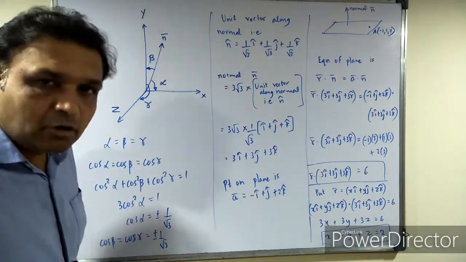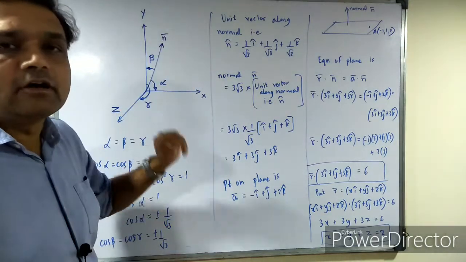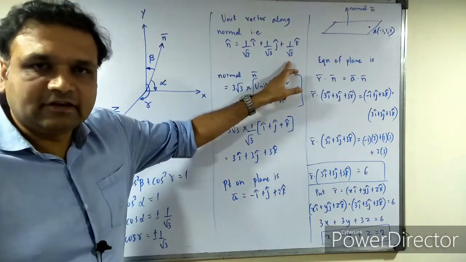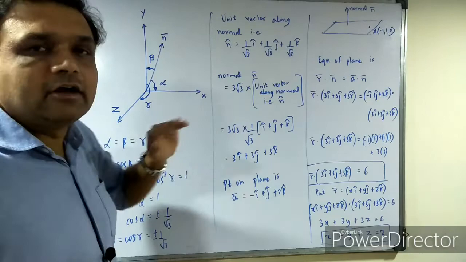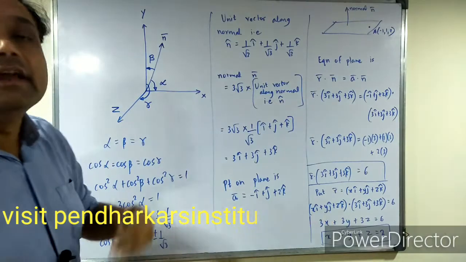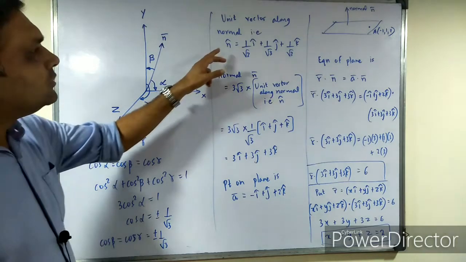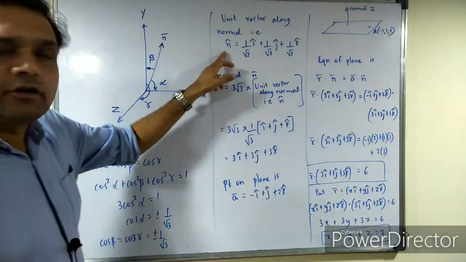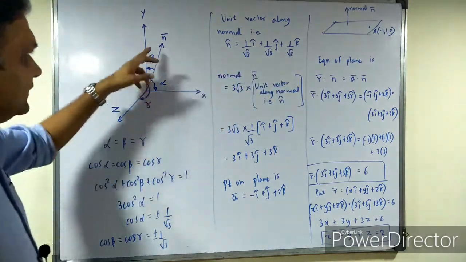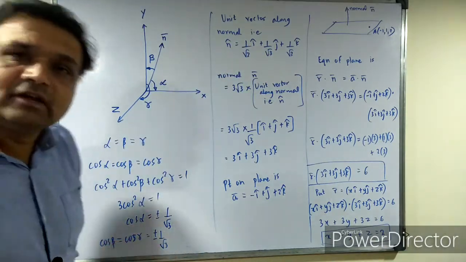Now, please understand this property. If I know the direction cosines of a line, then a unit vector along that line will have i, j, k coefficients as the direction cosines of that line. I will repeat, a unit vector along any direction will have i, j, k coefficients equal to the direction cosines of a line along that direction. So what will be a unit vector along the normal? The unit vector along the normal will have the direction cosines as the i, j, k coefficients. So n cap will be 1 by √3 i plus 1 by √3 j plus 1 by √3 k. For convenience, I have taken only the positive values.